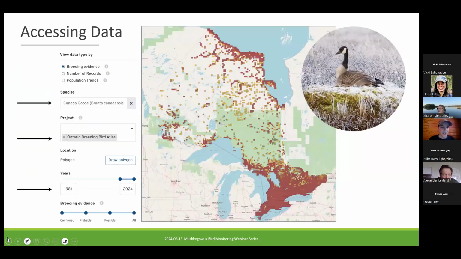All right. So you can filter by species, but you don't have to. You can completely leave the species blank and just search an entire database. You can search for a particular project. In this case, I've put the Ontario Breeding Bird Atlas in there. And then I've selected all the years that the atlases have been running. The first atlas started in the 80s, so I selected 1981 to present. And this is looking at Canada Goose. So these are all the atlas records on a square level for Canada Goose in the Ontario Breeding Bird Atlas.